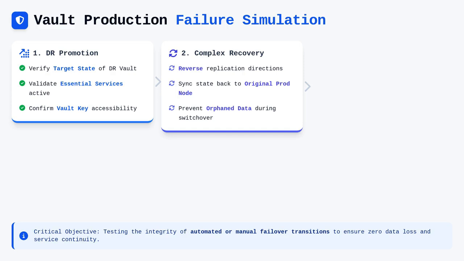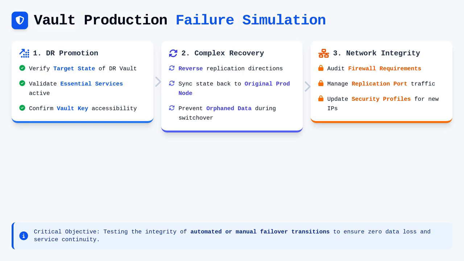Returning production workloads to their original location requires a methodical approach to confirm that no transactional data was orphaned during the switchover. You must pay special attention to the firewall requirements. Since replication traffic uses specific ports, any shift in IP addressing or network topology during a recovery event must be accounted for within your security connectivity profiles.